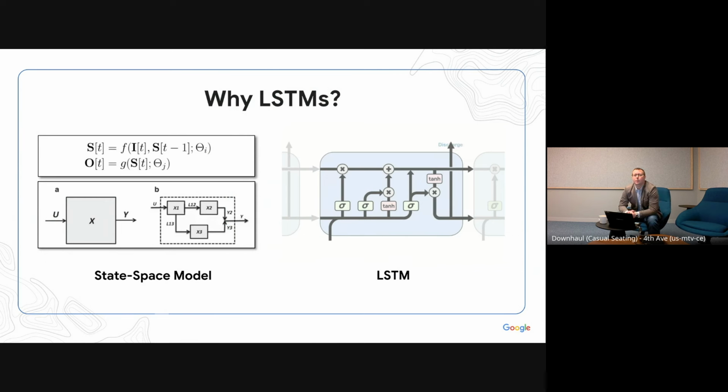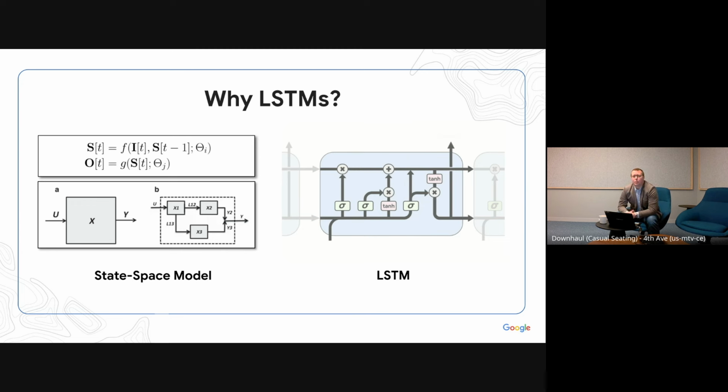The LSTM is a Markovian model, meaning that it estimates a state space in time. It keeps track of that state space, and it uses the value of the state vector, the cell state in the LSTM, at any given time step. It uses the cell state value plus the inputs from that time step to make predictions.